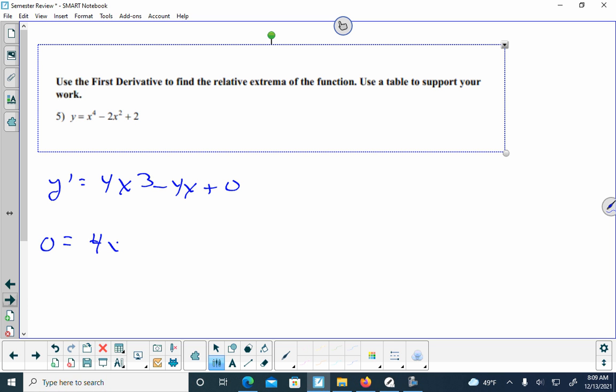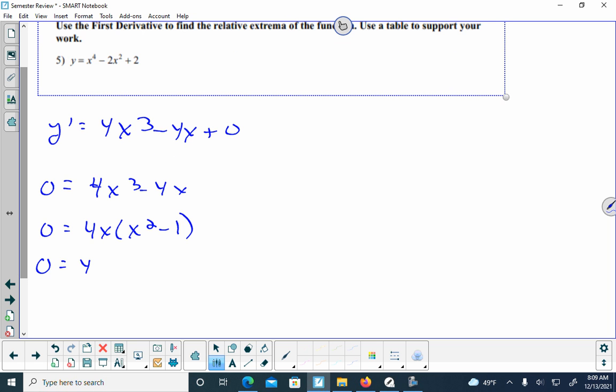So 4x to the third minus 4x. I'm probably going to factor out a 4x and make this x squared minus 1. So since I'm having so much fun, let's keep on factoring. And so I'm going to get my critical numbers are going to be x is equal to 0, x is equal to -1, x is equal to +1.